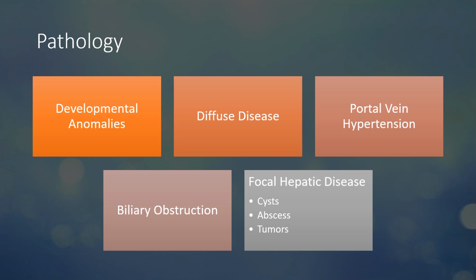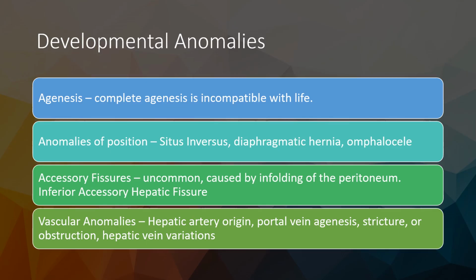We'll talk about diffuse disease. We'll discuss portal vein hypertension in the presence of diffuse disease. We'll talk about biliary obstruction. And then we'll discuss some focal hepatic disease, things like cysts, abscesses, and tumors. We're going to start with developmental anomalies.